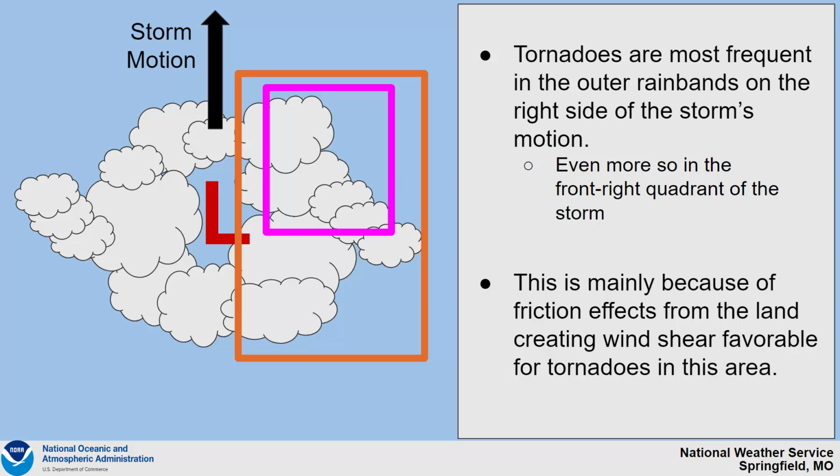Tropical cyclone tornadoes mainly occur on the right side of the storm's motion, even more so in the front right quadrant of the storm. So, explaining a lot of science in short, when this area moves onto the land, the friction from the land creates wind shear that is favorable for tornado formation. And that is why you see most of them on the east side, or right side of the storm motion, and the front right quadrant of the storm.